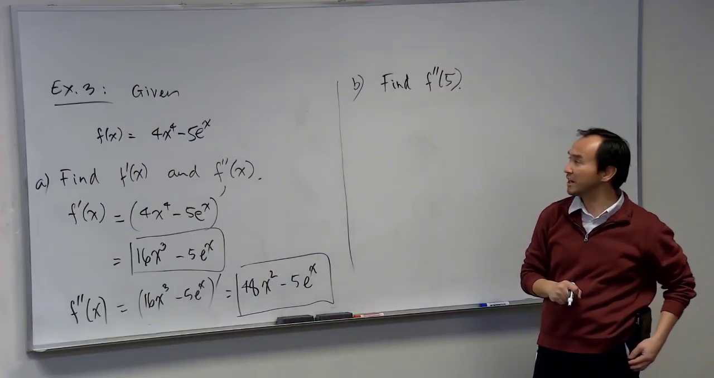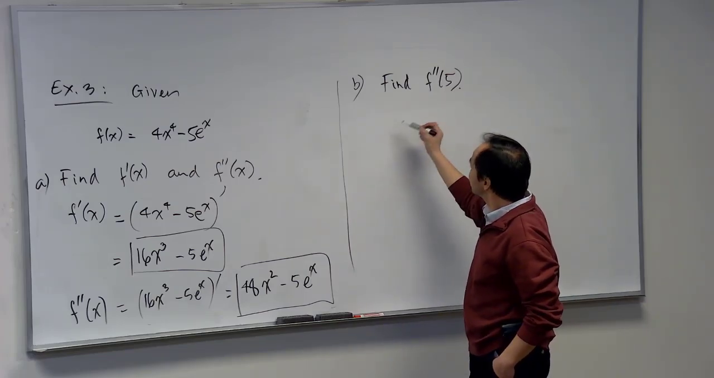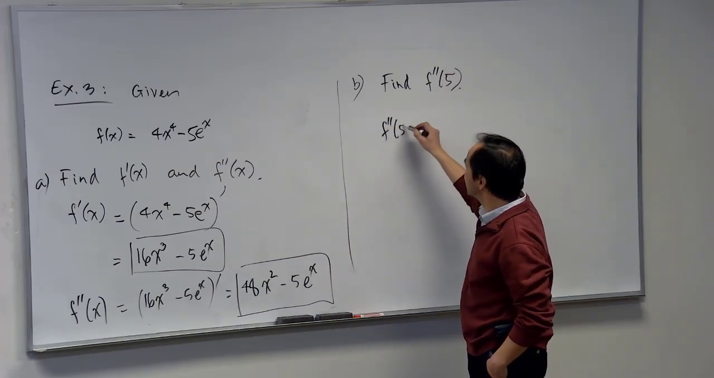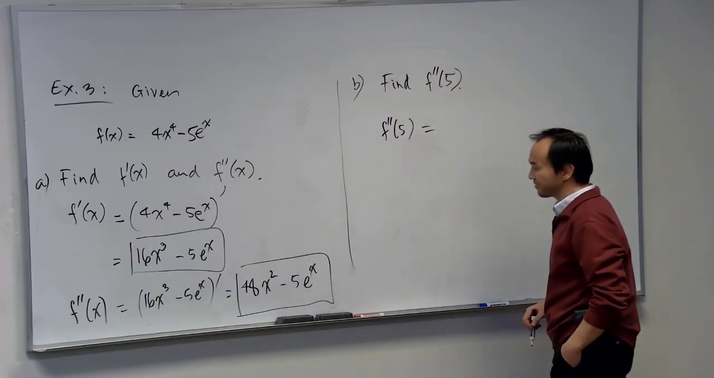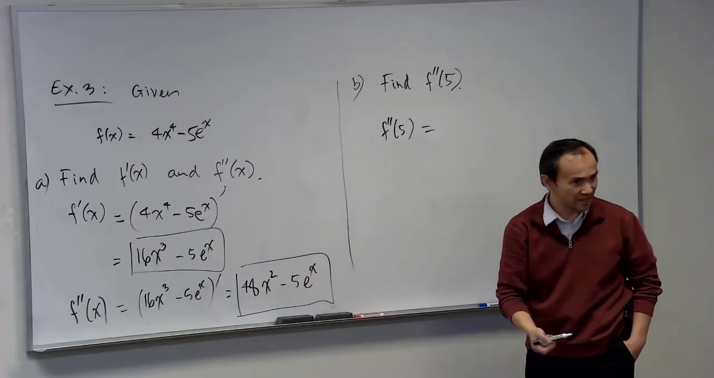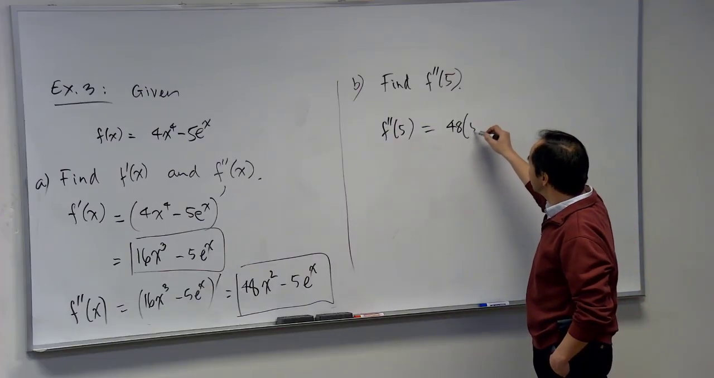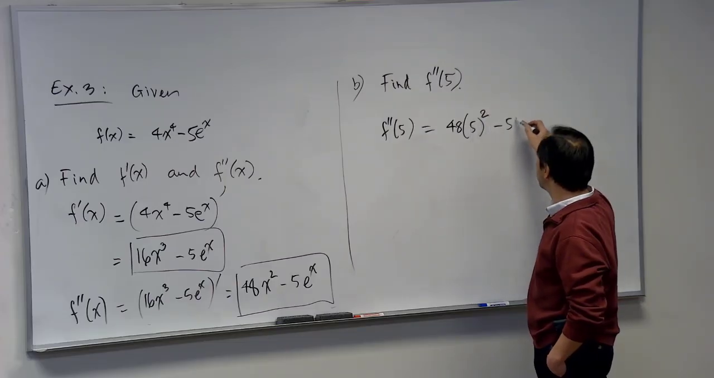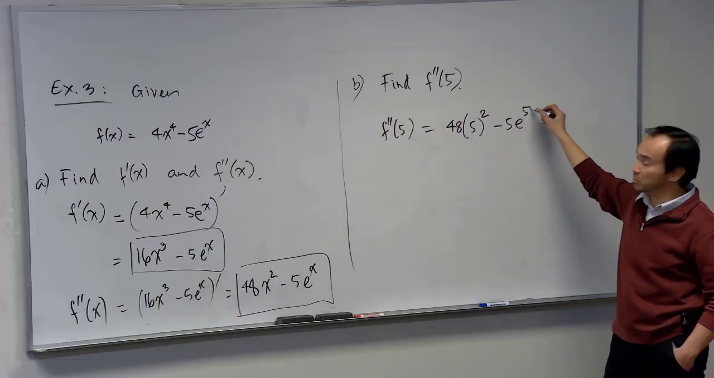We want to evaluate f double prime of a value. So f double prime of 5 is simply we take those results and substitute x equals 5 in there. Go ahead and have your calculator ready for some calculation. So we got 48 times 5 squared minus 5 times e to the 5th power. That's how we're substituting x equals 5 into the expression.